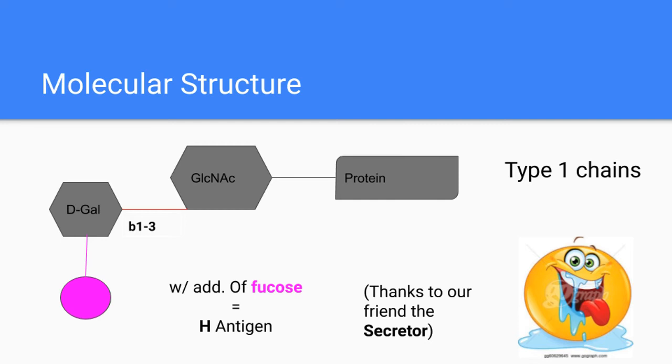Okay, so moving on to the molecular structure, it's essential that we begin with a starting point, and that's going to be the type 1 chains. Now, what makes up the type 1 chains are these carbohydrates, DGAL and GLC-NAC, and a protein. Now, the Lewis antigens in particular are formed from this chain in a similar manner, but not the same as the H antigen. So, as you can see, the secretor enzyme is what's going to add fucose to the DGAL end to form the H antigen.